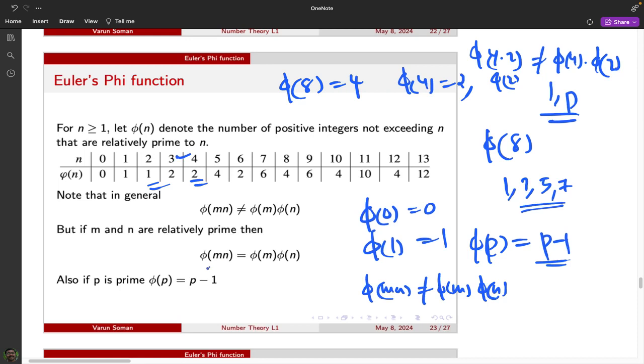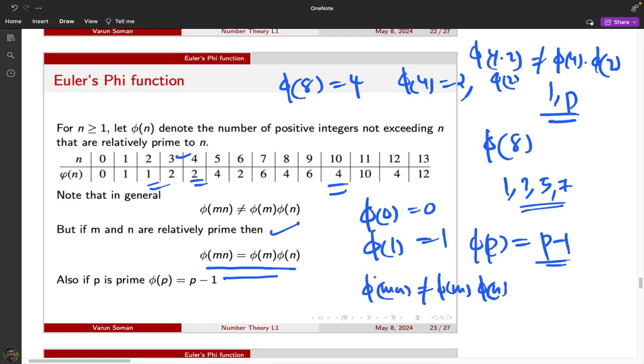But if m and n are relatively prime, you have a good result: phi of mn is equal to phi of m times phi of n. For example, consider 2 and 5, which are relatively prime. Phi of 2 times 5 is phi of 10. Phi of 10 is 4, phi of 2 is 1, and phi of 5 is 4, so 1 times 4 gives 4. So if m and n are relatively prime, phi of mn is equal to phi of m times phi of n. You can find a proof of this result in your textbook. It's a simple result, but this is the general property.